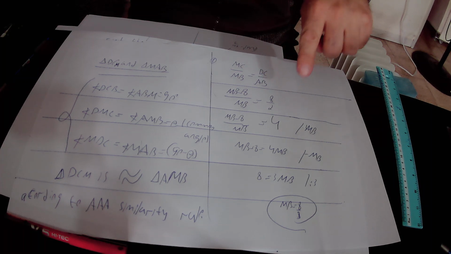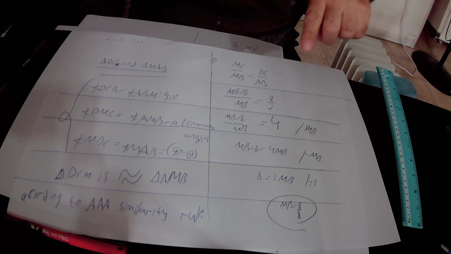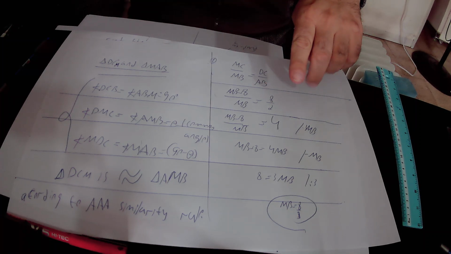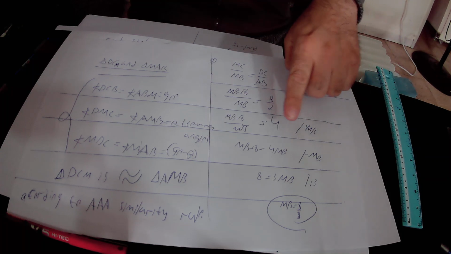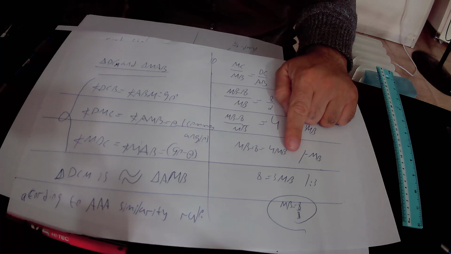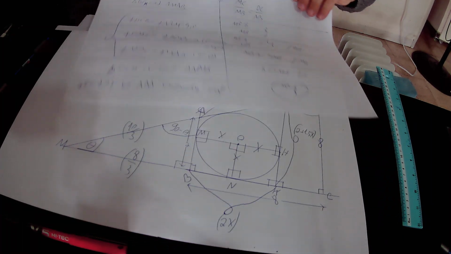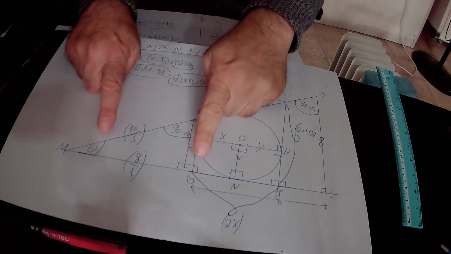We multiply this equation by MB and finally find out that MB plus 8 equals 4MB. We subtract MB from this equation and find out that 8 equals 4MB minus MB, which is 3MB, so 8 equals 3MB. We divide this equation by 3 and find out that MB equals 8 over 3 units.